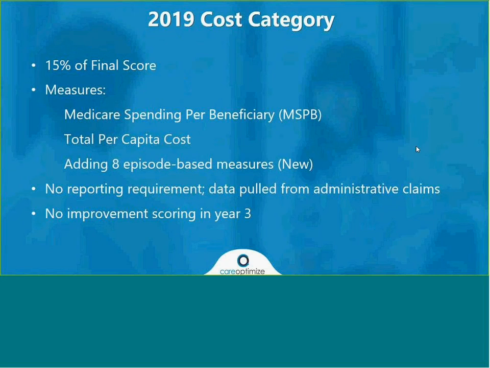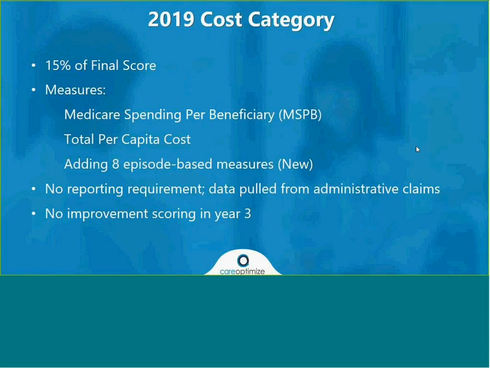The two measures, I should say, that are used are the total per capita cost, and the second is the Medicare spending per beneficiary. Those are the two measures that are used. This data comes from your Medicare claims, so it's nothing that you need to submit. CMS has access to your Medicare claims, obviously, so the burden is off of you there.